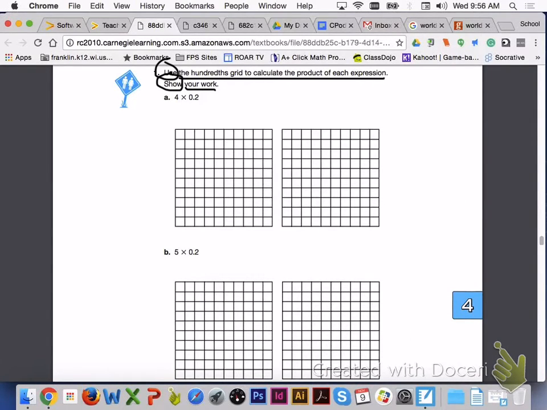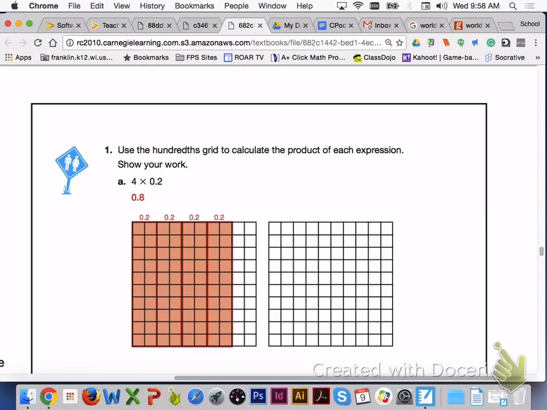Turn to page 269, answer number 1, letters A through C with your group members. For number 1, letter A, I have 4 equal size parts of 2 tenths that are shaded in. My product is 8 tenths.